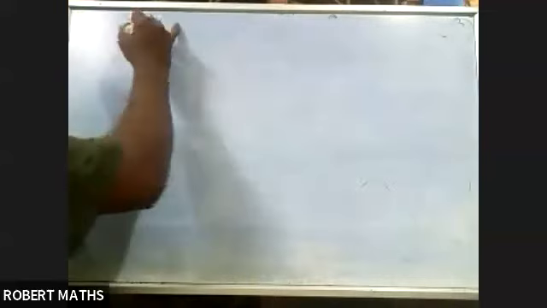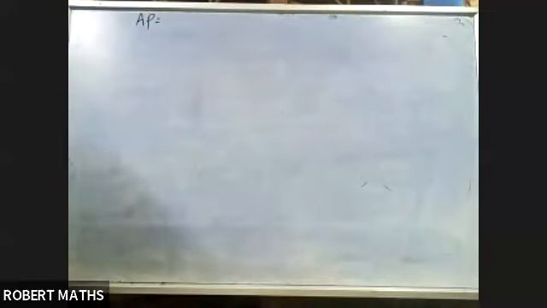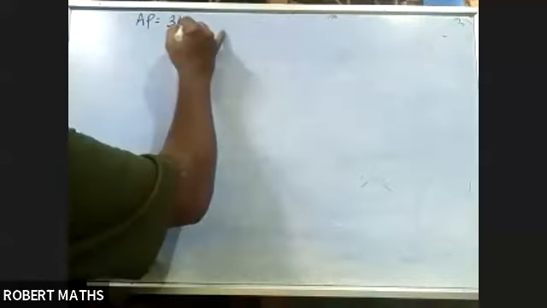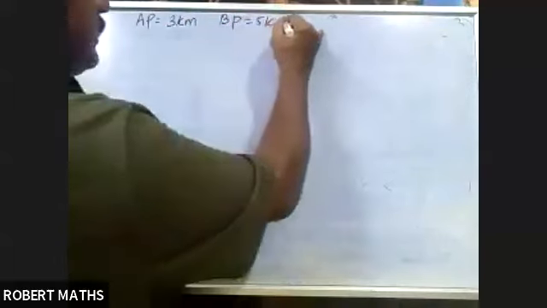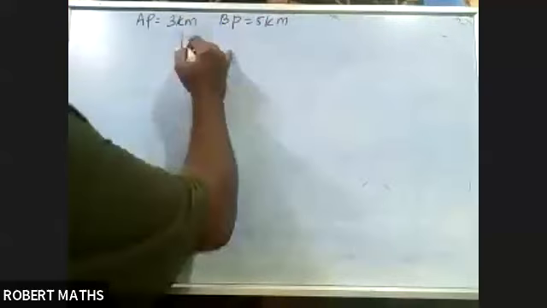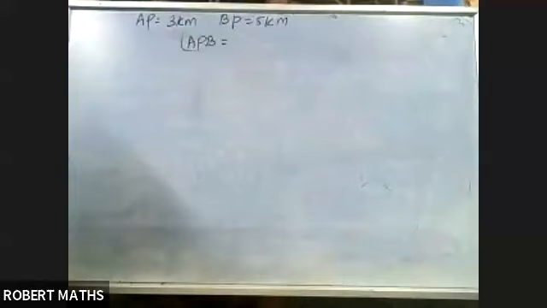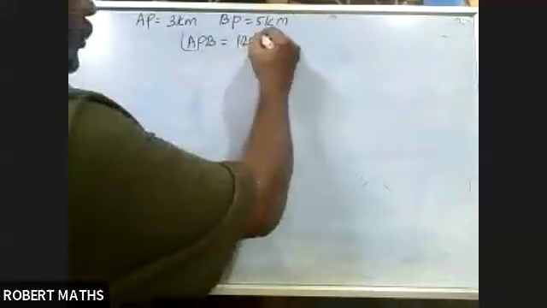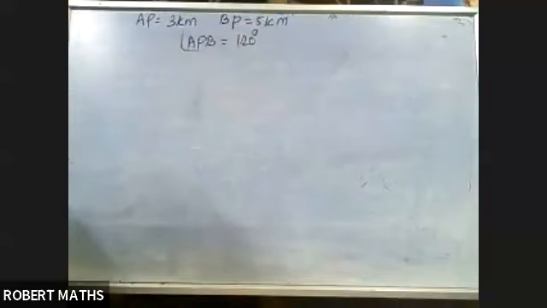If AP is equals to 3 kilometer, BP is equals to 5 kilometer, and angle APB is equals to 120 degree, then find the length of the tunnel to be built.